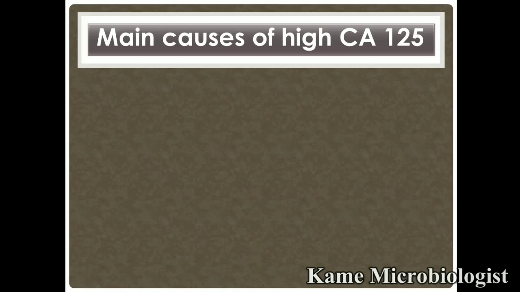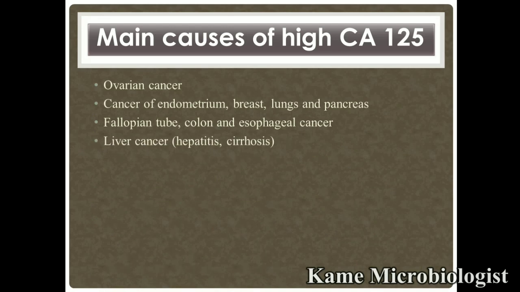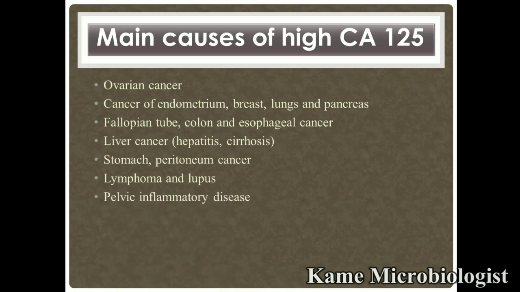The main causes of high CA125 are ovarian cancer, cancer of the endometrium, breast, lungs, pancreas, fallopian tube, colon and esophageal cancer, liver cancer, hepatitis, cirrhosis, stomach and peritoneum cancer, lymphoma and lupus, pelvic inflammatory disease, uterine fibroids, menstruation and pregnancy. So these are the main causes through which the CA125 level gets high.